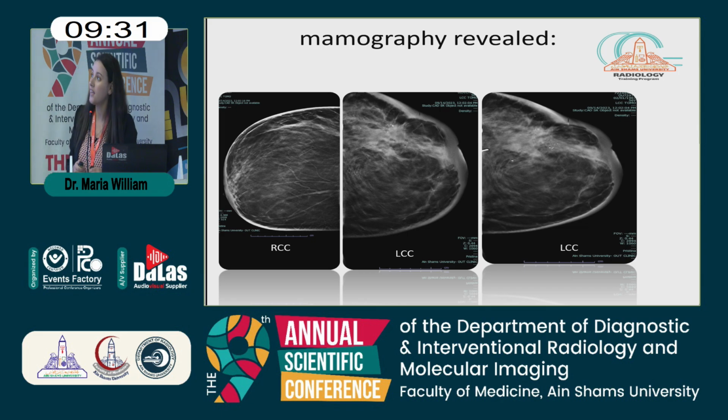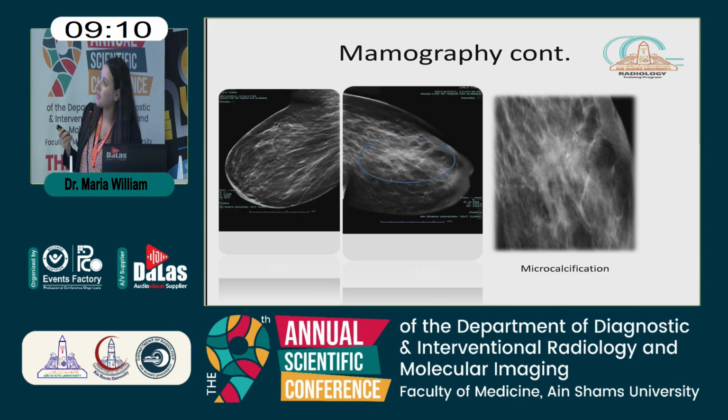As we can see, the left CC, an area of irregular high density causing architecture distortion associated with thickened skin. And here we can see the microcalcifications.